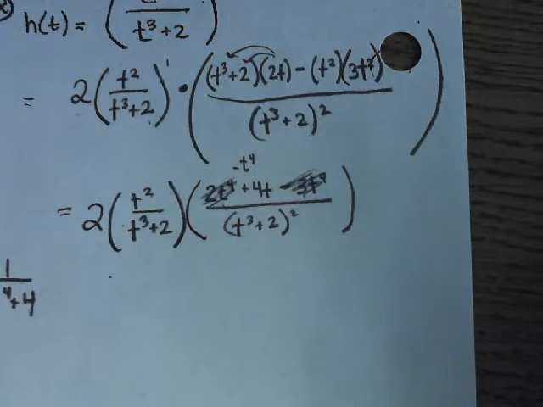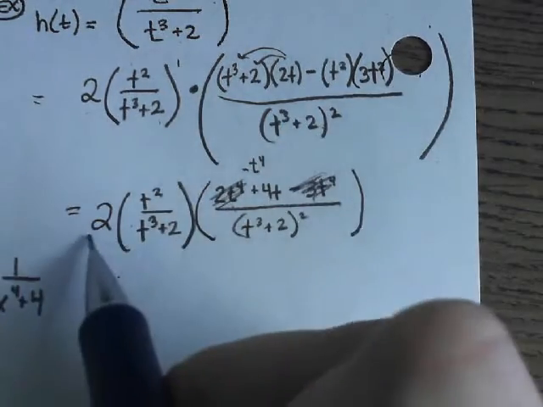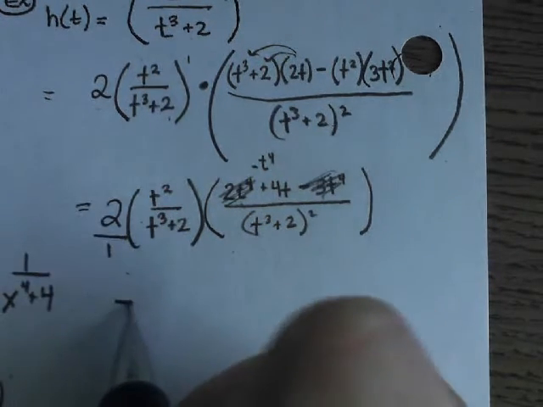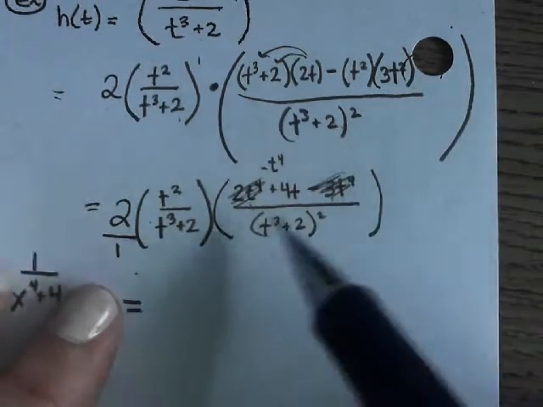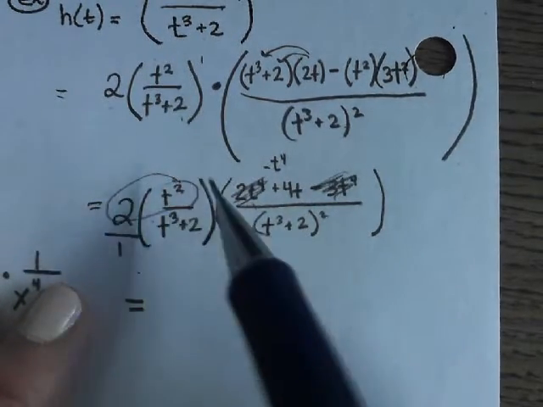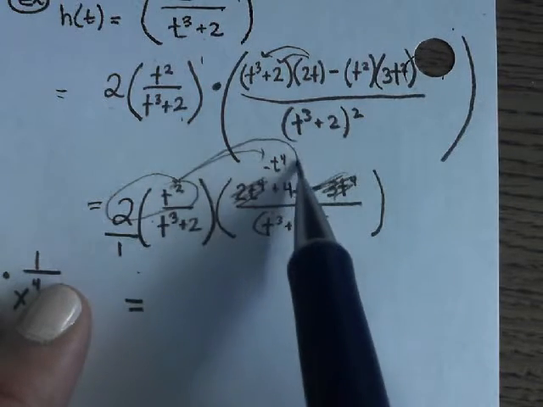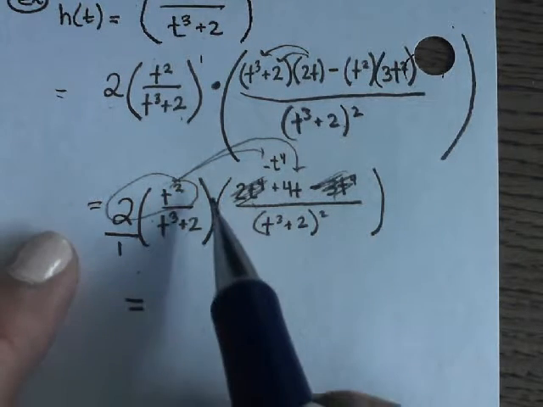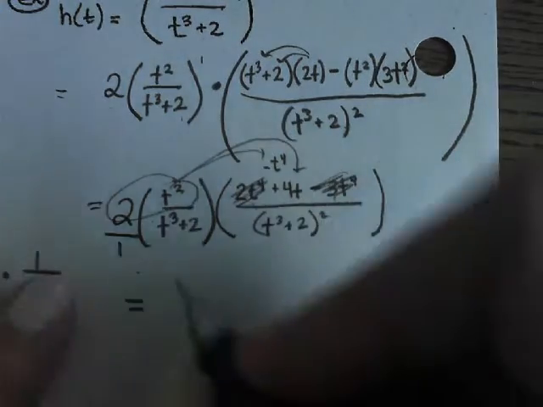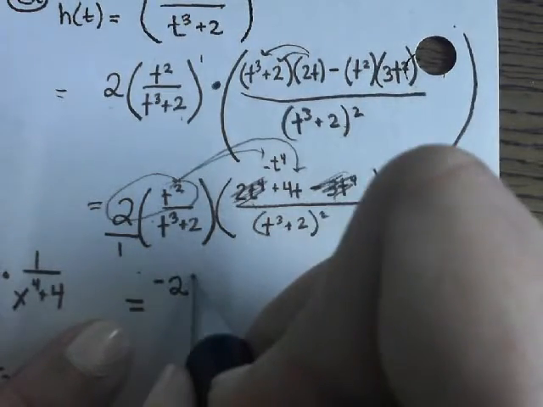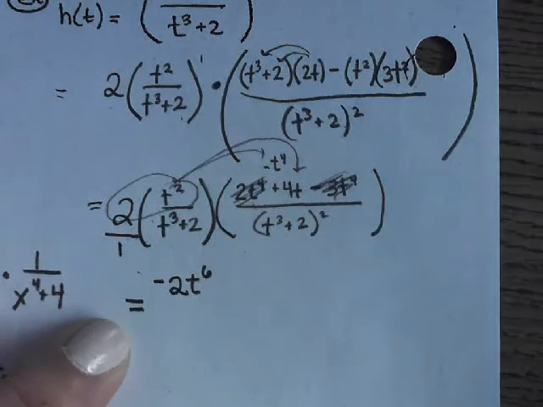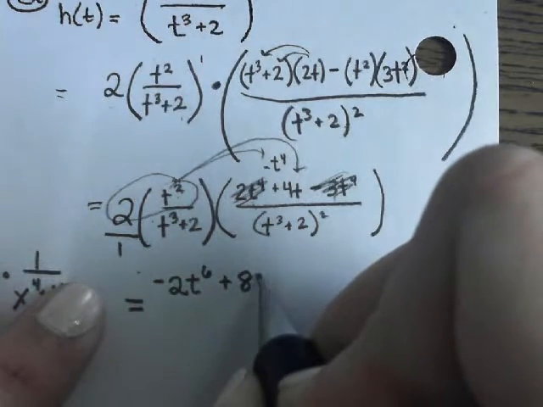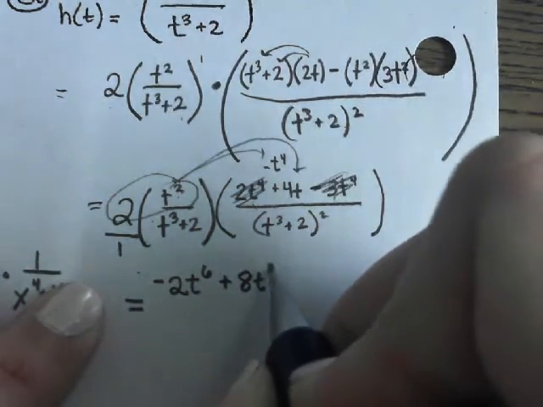I can put this 2 over 1. And now just multiply across that numerator. So this 2t squared is essentially being distributed here. Agreed? Yes? So 2t squared times negative t to the 4th is negative 2t to the 6th. And 2t squared times 4t is positive 8t to the 3rd. What's our denominator?